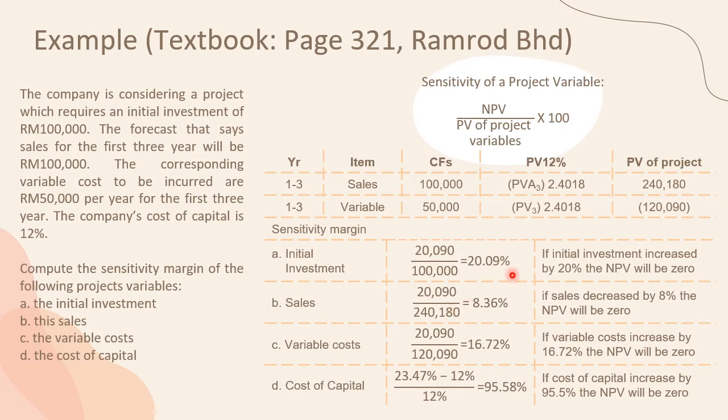So I've calculated for you, and I found that the sensitivity margin for initial investment is 20%, sales is 8%, variable cost is 17%, and cost of capital is slightly different because they don't use the net present value. Instead, we find the IRR minus the cost of capital that we previously forecasted, divided by the cost of capital, and we get the sensitivity margin for the cost of capital.